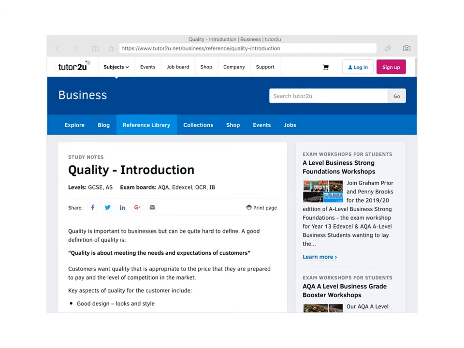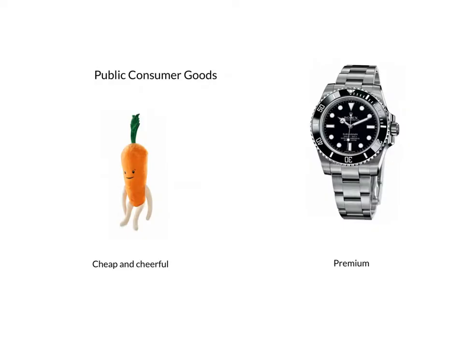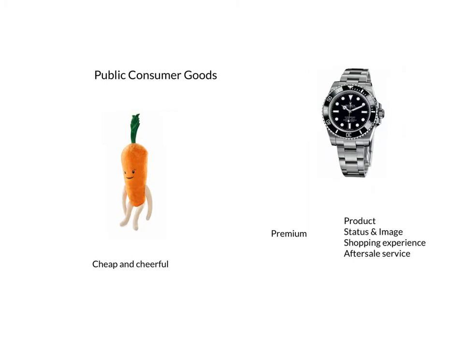We need a good definition of quality, and I encourage you to use this one. Quality is about meeting the needs and expectations of customers. Now, the needs and expectations of customers will be different, as we talked about already, for the carrot and for the premium watch here. For a premium product, we don't just consider the product itself, but also what kind of status and image we will project when we are wearing or using it, as well as the shopping experience and the after-sales service.